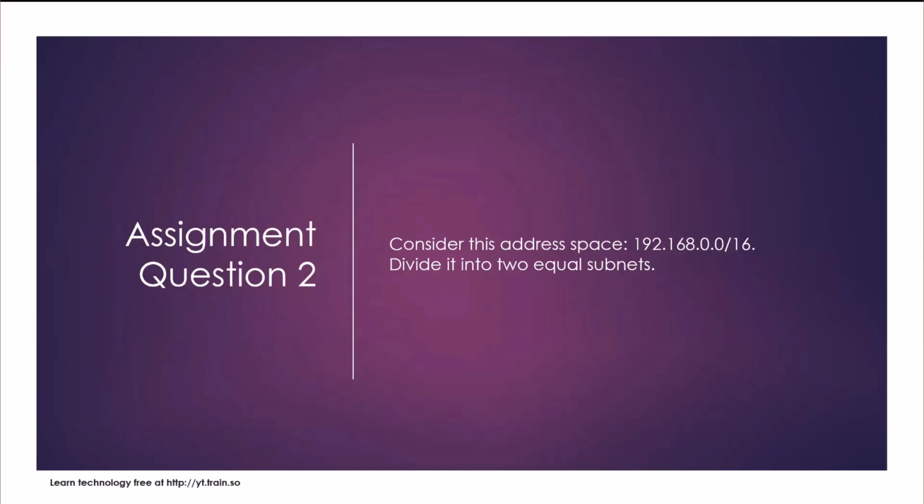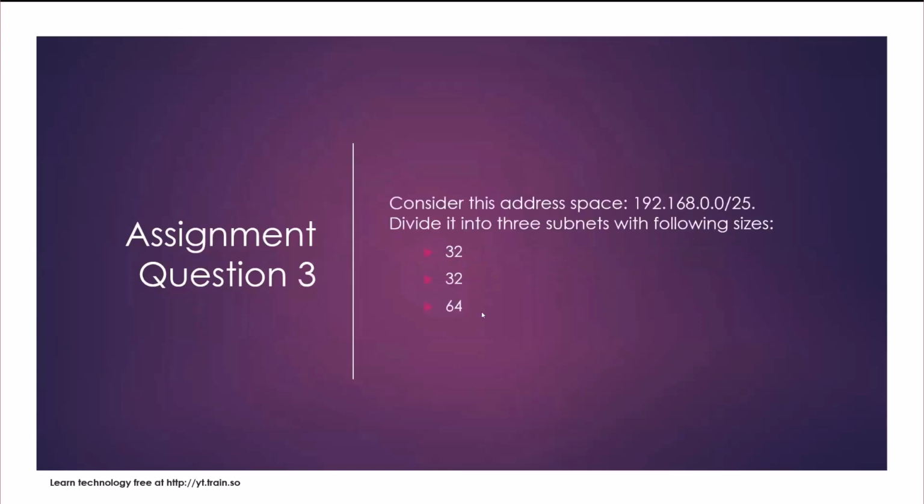Seeing somebody else's answers won't make you an expert. So try, and if you are making a mistake, it is perfectly fine. You can learn. You can ask why it is wrong, and then definitely I'll help you out. And final assignment question number 3, consider this address space 192.168.0.0/25, divide it into 3 subnets with the following sizes: 32, 32, and 64.